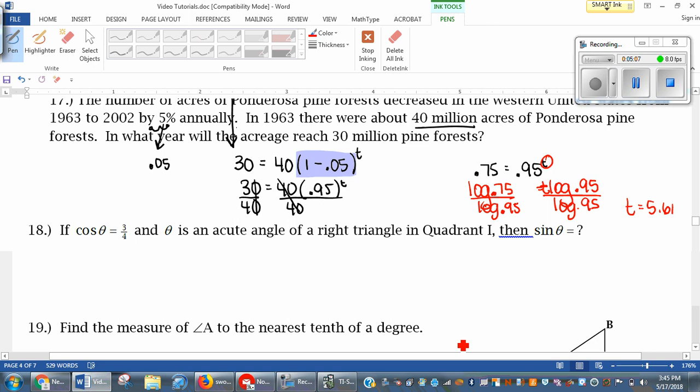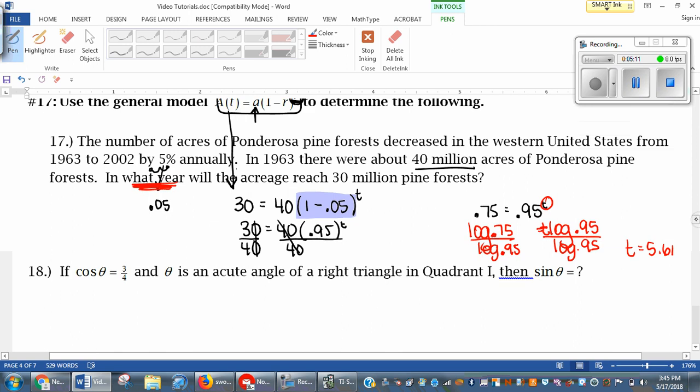Now remember, it says in what year. So what we need to do then is take 1963 and we're going to add 5 years to it, making it 1968.